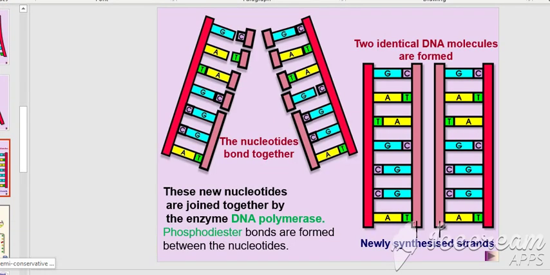Then the new nucleotides are joined together by DNA polymerase, which will form the phosphodiester bond between the nucleotides. So that will form the sugar phosphate backbone and will form the bond between a phosphate of one nucleotide and the base and the sugar of the other nucleotide. So then you have two identical molecules of DNA.